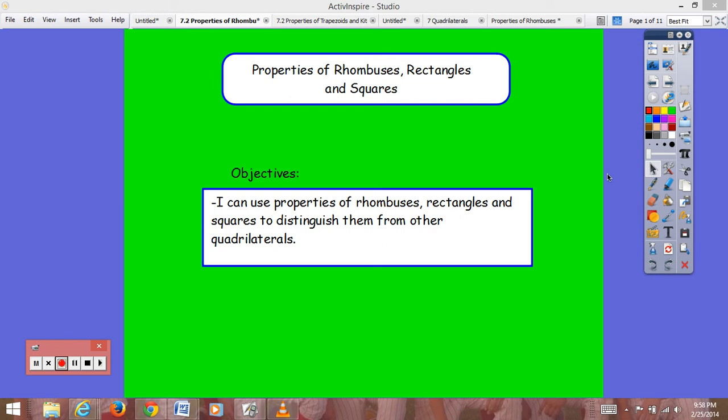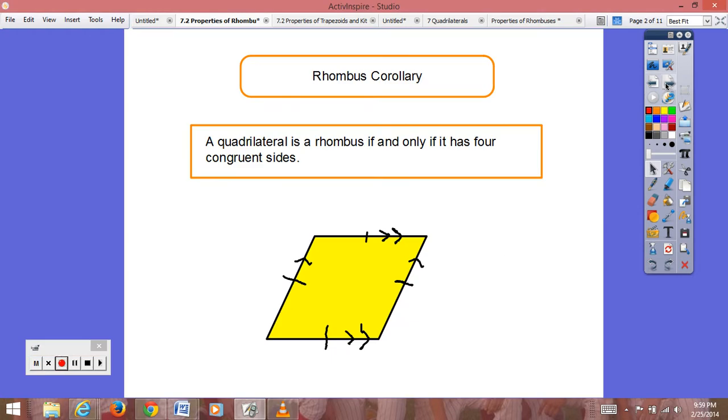Okay, the topic of today's video is properties of rhombuses, rectangles, and squares. Our objective: I can use properties of rhombuses, rectangles, and squares to distinguish them from other quadrilaterals.